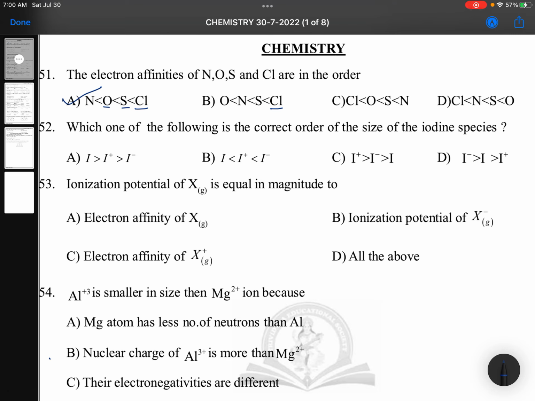Negative ion bigger, then positive, then neutral, then this one. Ionization potential of X is equal to magnitude. Ionization potential means X is losing an electron to form X plus. So just think opposite of this: X plus plus electron gives rise to X. So electron affinity of X plus.